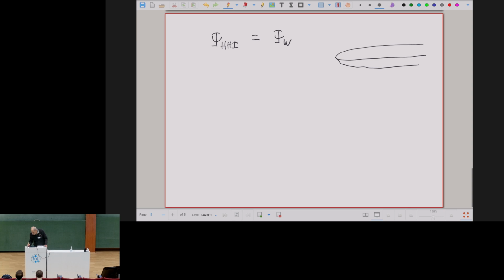W was this bottom half of the cigar. So W near r equals infinity was just R3 times an interval whose thickness was β_Hawking over 2, that is 4πGM, not 8πGM. So psi W near infinity is a normalization factor times e to the minus 4πGM times the Hamiltonian, where H is the Minkowski space Hamiltonian.